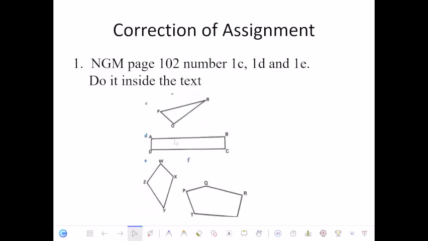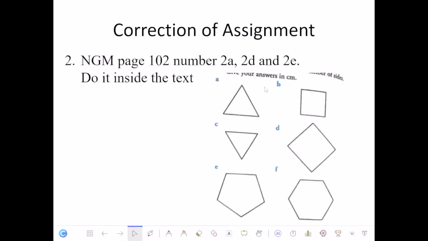So what I did, I took a screenshot of the question, I snapped the page in our textbook and posted it in my slide so that you know what we are going to do. So these are the two questions. This is for number 1 assignment. This is number 2 assignment. You can see the way I snapped it and posted it in the PowerPoint.